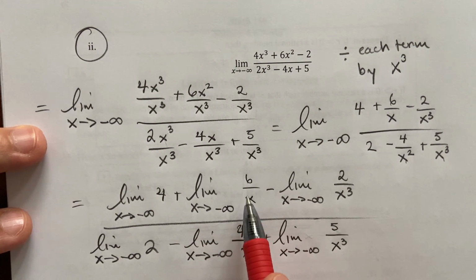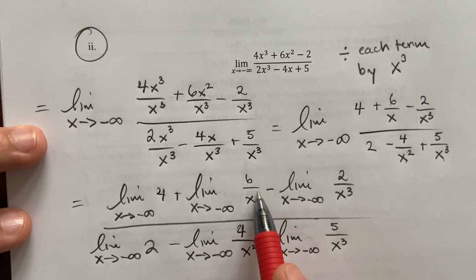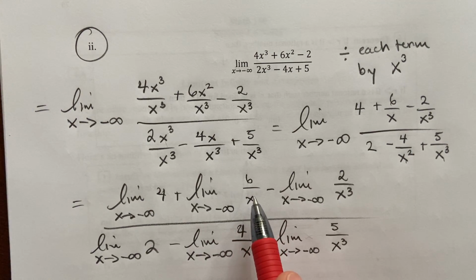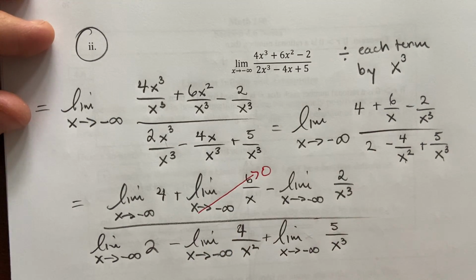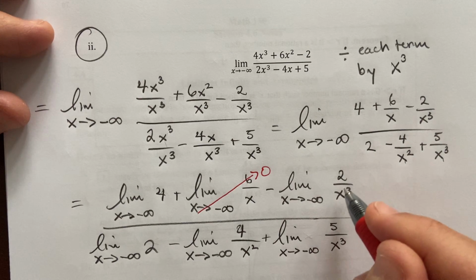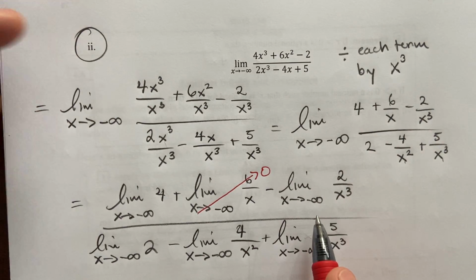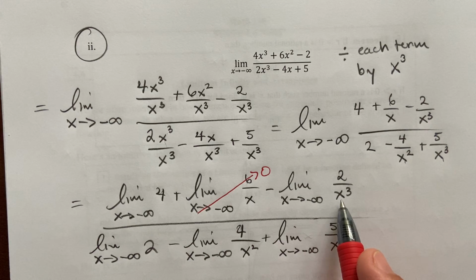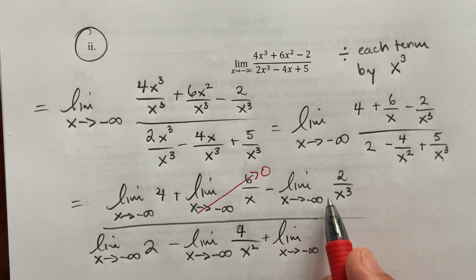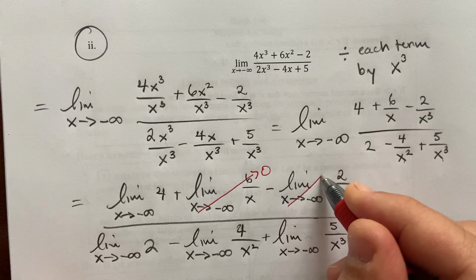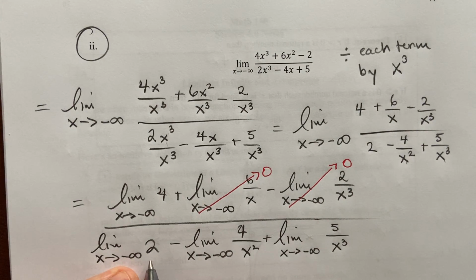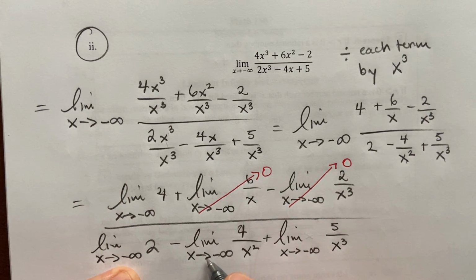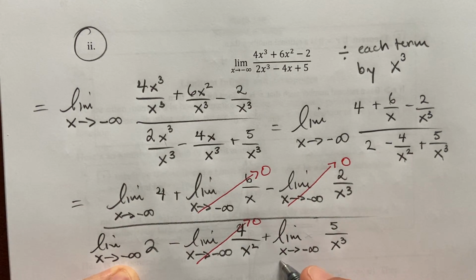Limit of 6 over x, as x gets very, very negative, imagine x is negative 1 trillion. Negative 1 trillion is now approaching 0 as well, just from the negative side, but still, this whole thing vanishes to 0 in the limit. 2 over x cubed, again, as x gets very, very negative, then x cubed will be even more negative. So 2 over very, very large in absolute value means that this term is 0. The limit of a constant is that constant. Here is another 0. Here is another 0.